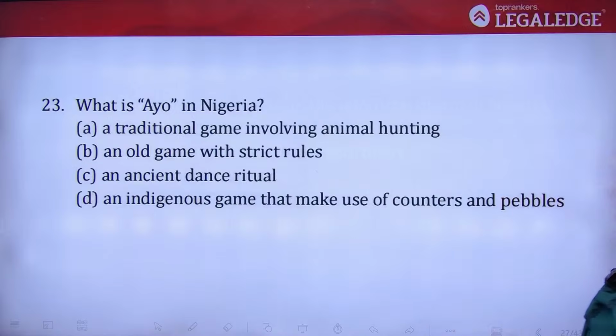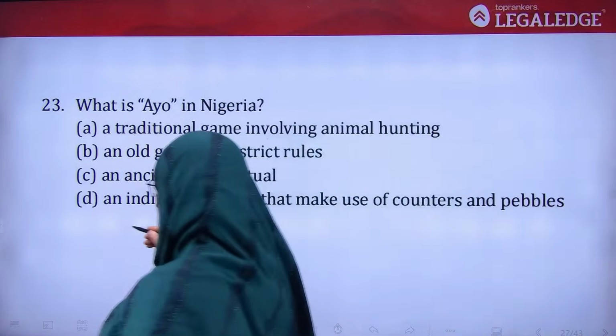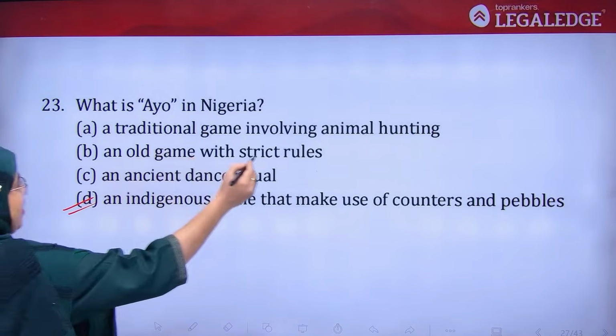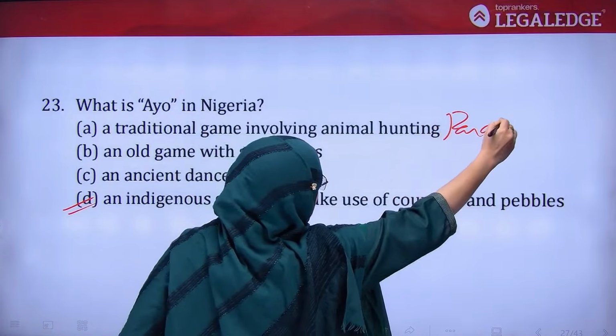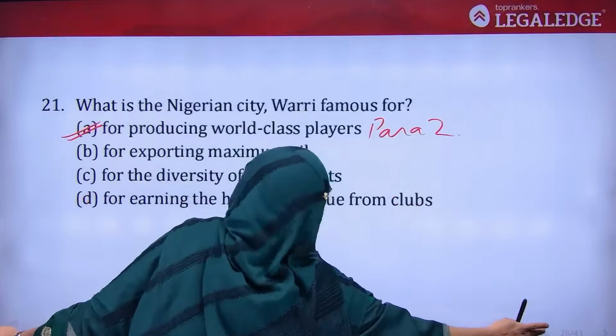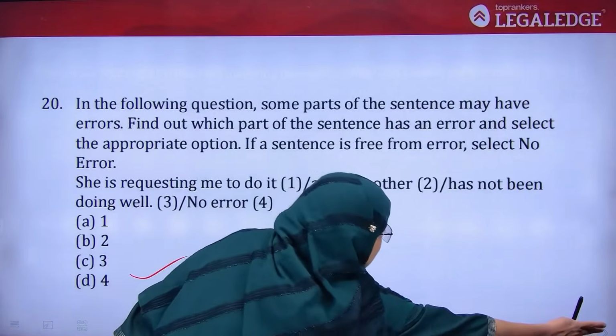Now, question number 23. What is IO in Nigeria? It's a direct question. If you refer to paragraph 1, you will get the answer there. The correct answer choice for this question is D. It's directly given in para 1. See, students, if you refer to para 1, it's written that IO is an indigenous game that makes the use of counters. You can go to paragraph 1 directly.